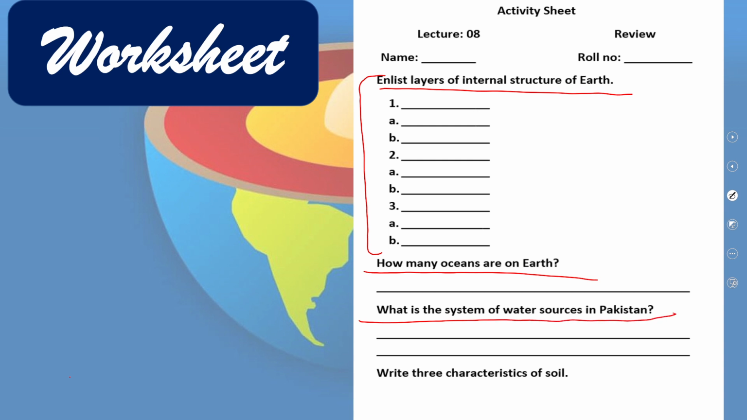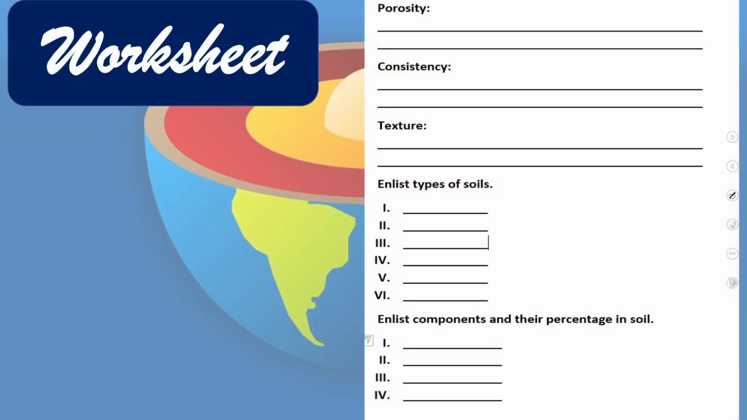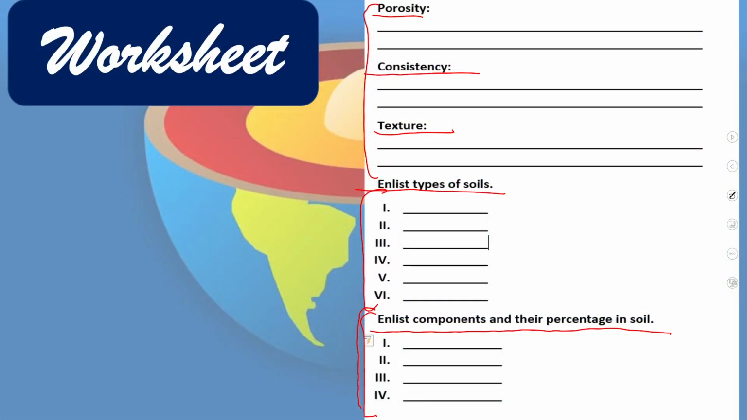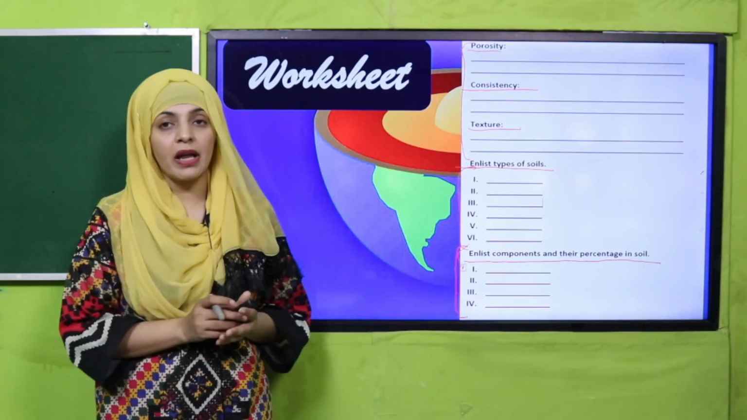Then how many oceans are on earth? What is the system of water sources in Pakistan? Write 3 characteristics of soil: porosity, consistency and texture. तो आपने इन तीनों के बारे में लिखना है. Then enlist the types of the soil. 6 कौन सी types है soil की, आपने उसके बारे में लिखना है. Then enlist the components and their percentage in soil. कितने components है soil के, क्या percentage है उनकी, आपने ये तमाम यहाँ लिखने हैं. So my dear students, pause the video and quickly complete the worksheet. I hope everybody has done it. Now submit it to your teacher for evaluation and grading.